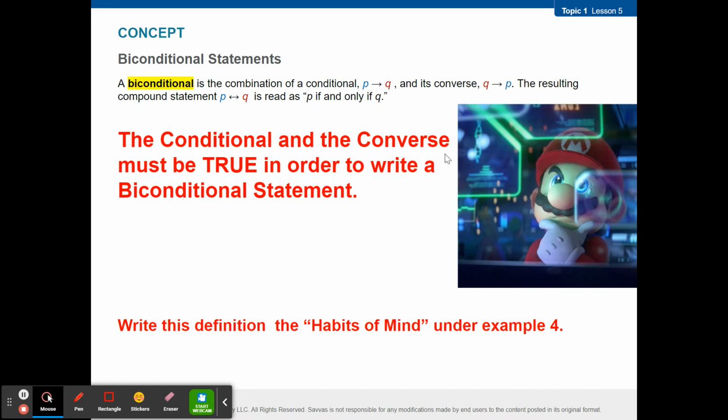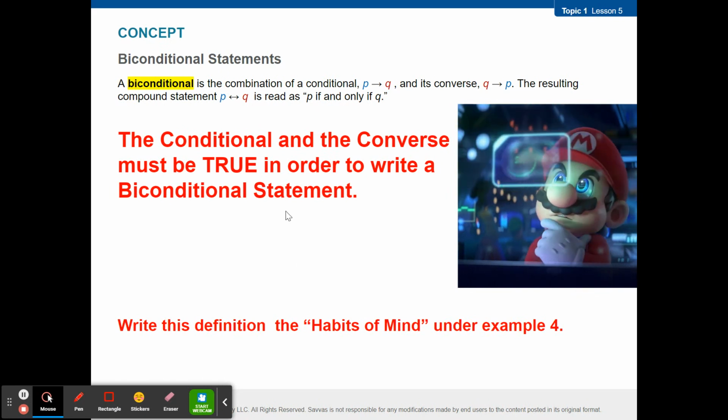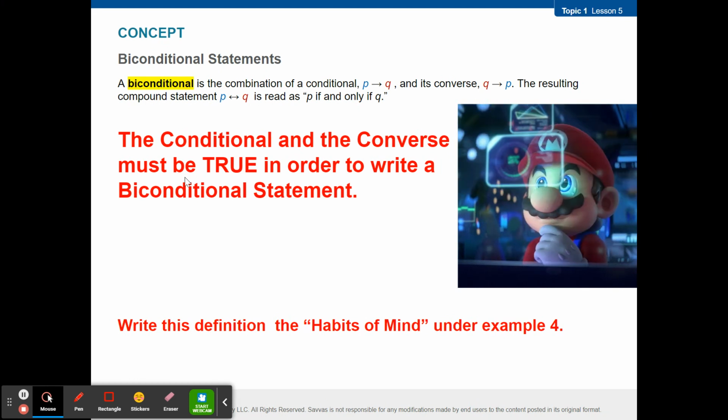This is something you need to write down on the back of that sheet. The conditional and the converse must both be true in order to write a biconditional statement. I know it says put it on your hand if it's a mine, but now we have these half quarter sheets, so write it on the back of that. If the conditional and the converse are not true, then you do not have a biconditional, okay?